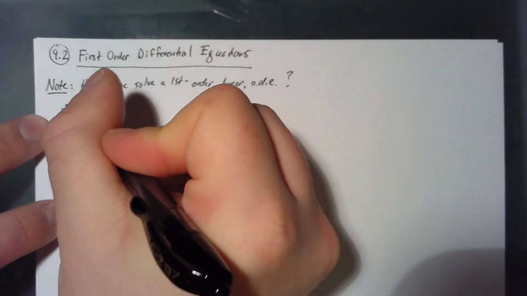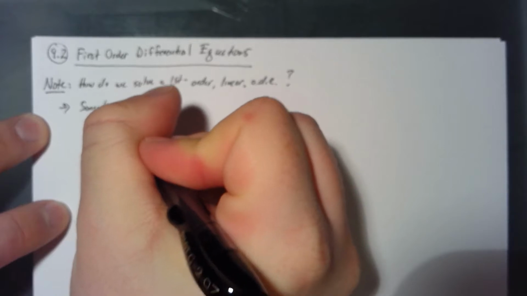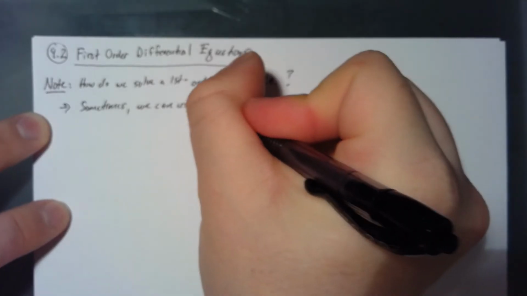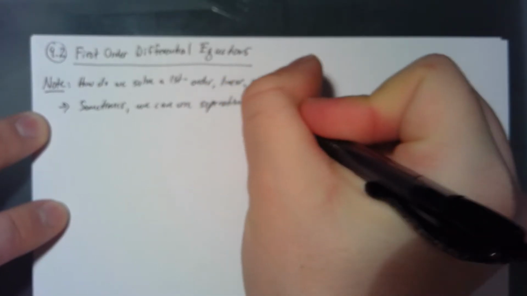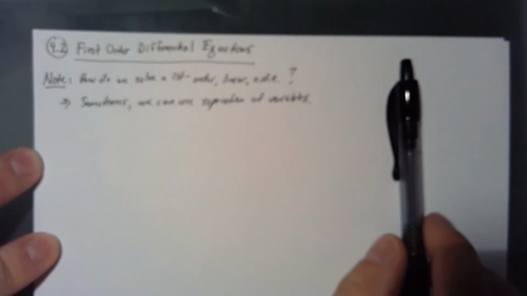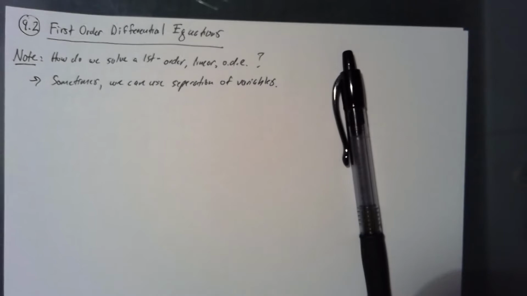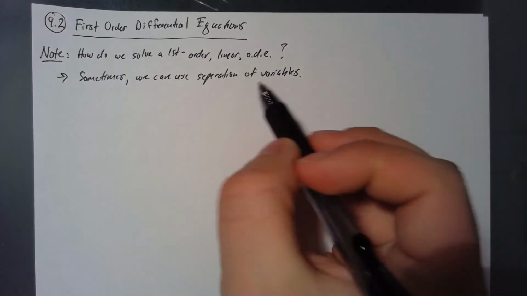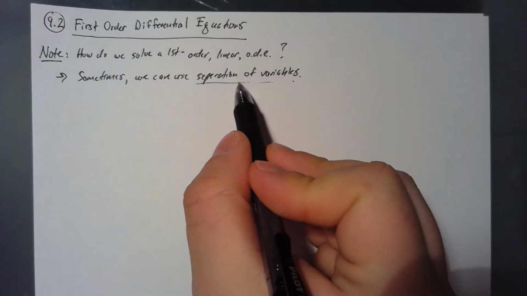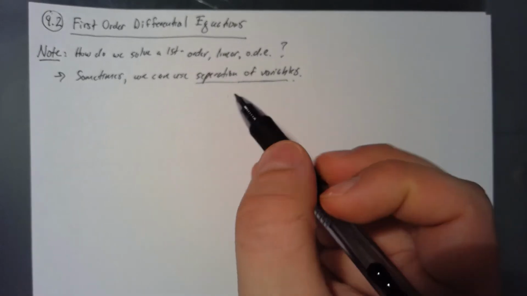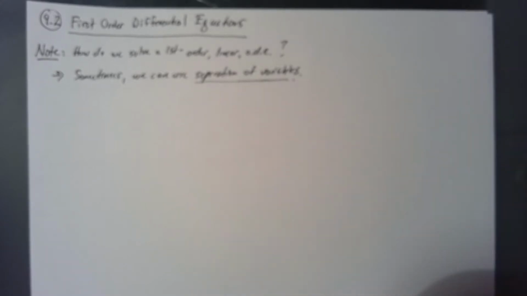Sometimes we can use separation of variables. Right? Sometimes we could separate variables. And we looked at a lot of different examples of that, even in chapter 7, which was the first chapter we looked at. Separate the variables, integrate both sides, and boom, you're good to go.